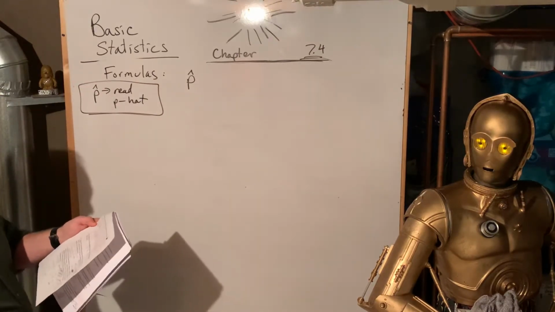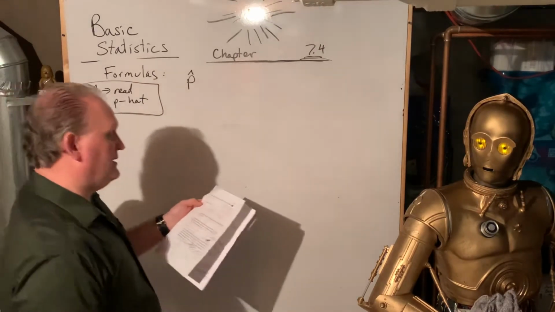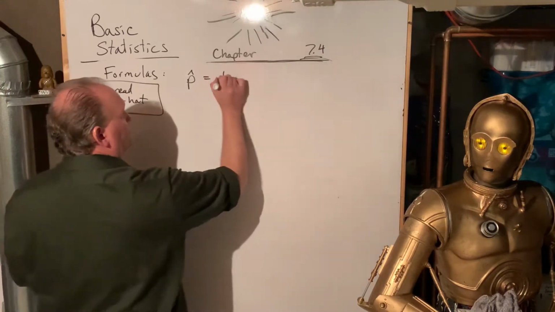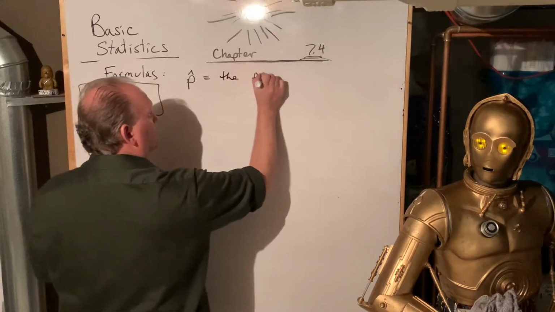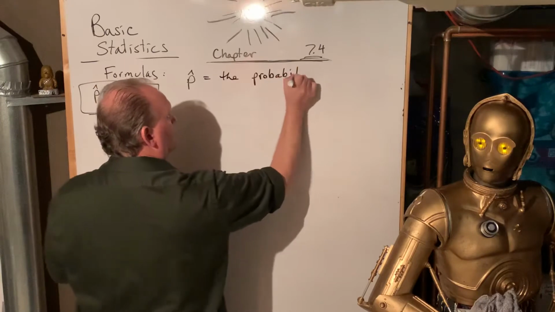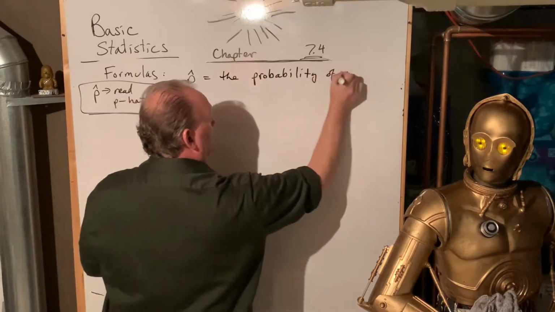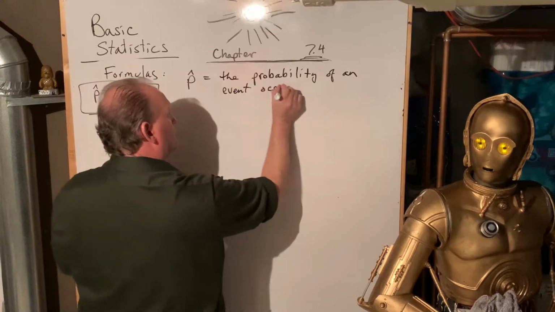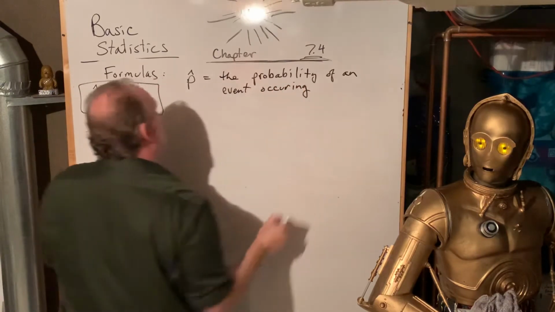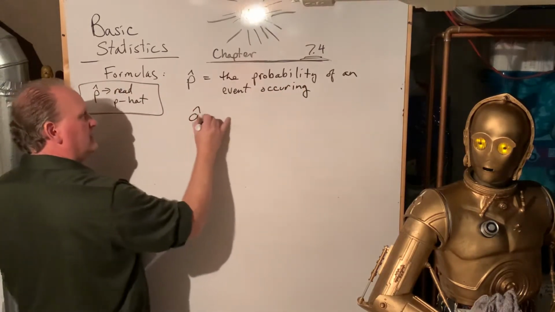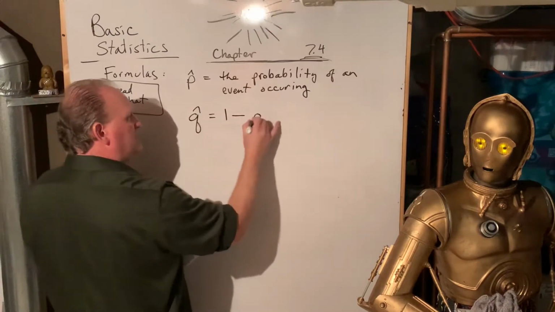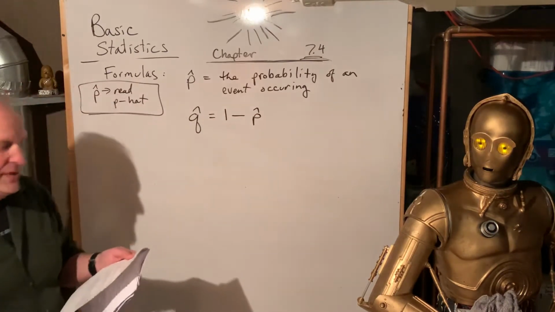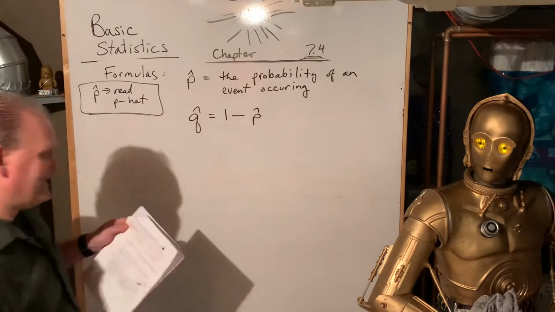P hat is going to be the probability of an event occurring. Q hat is going to be 1 minus P hat, and that will be the probability of an event not occurring.